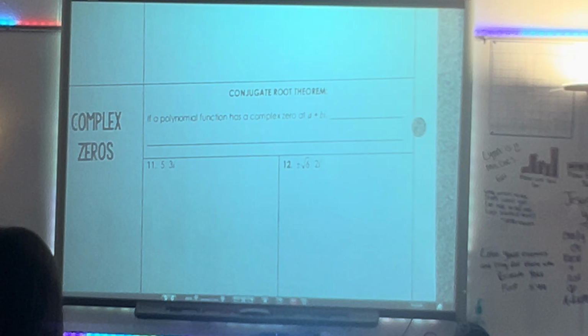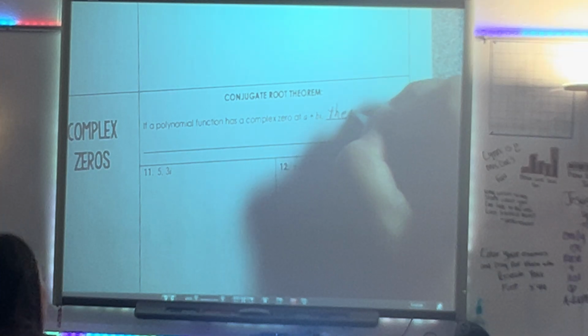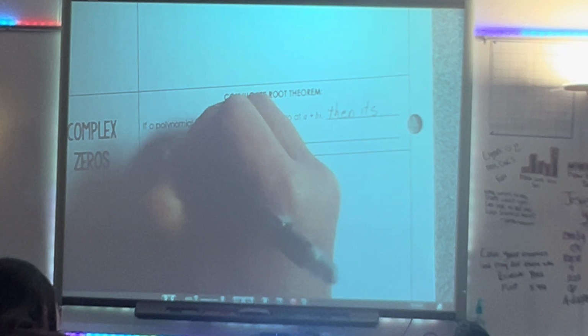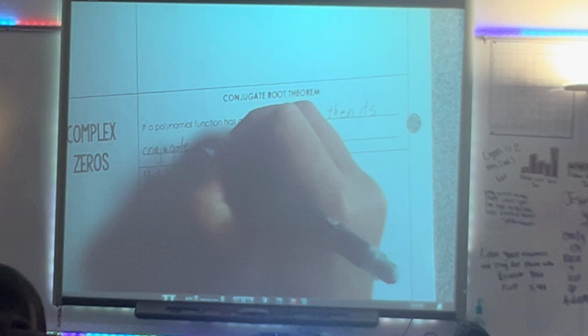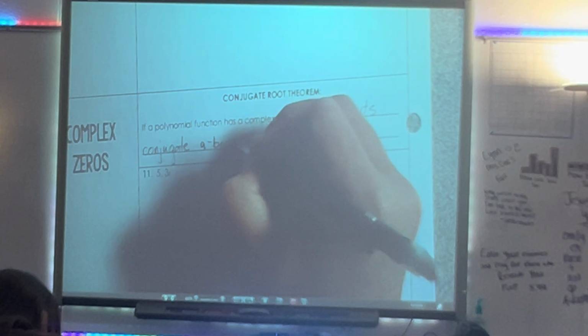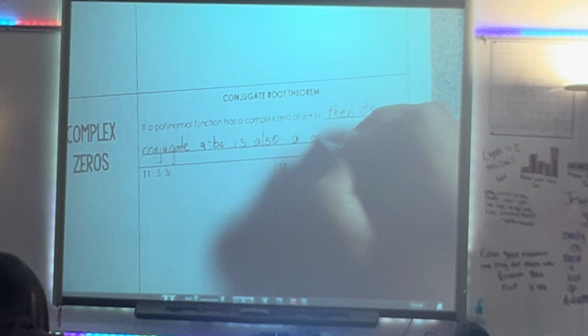Alright, so if a polynomial function has complex zero at a plus bi, then its conjugate, a minus bi, is also a complex zero.